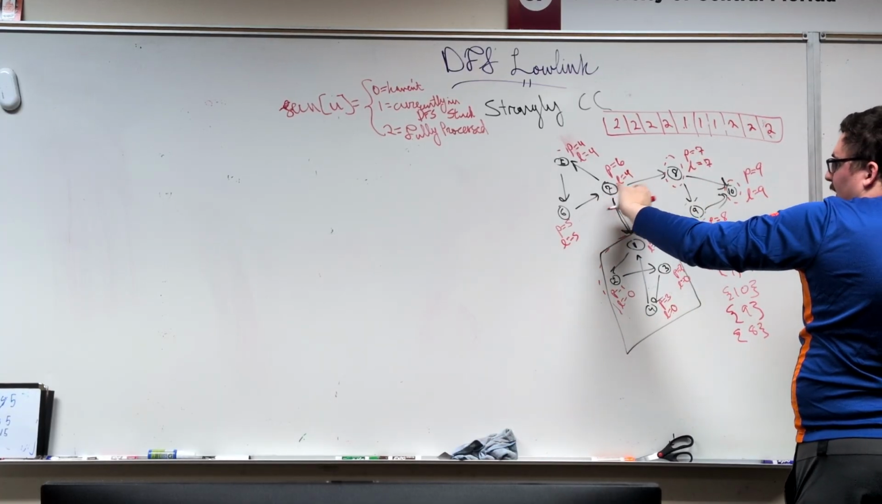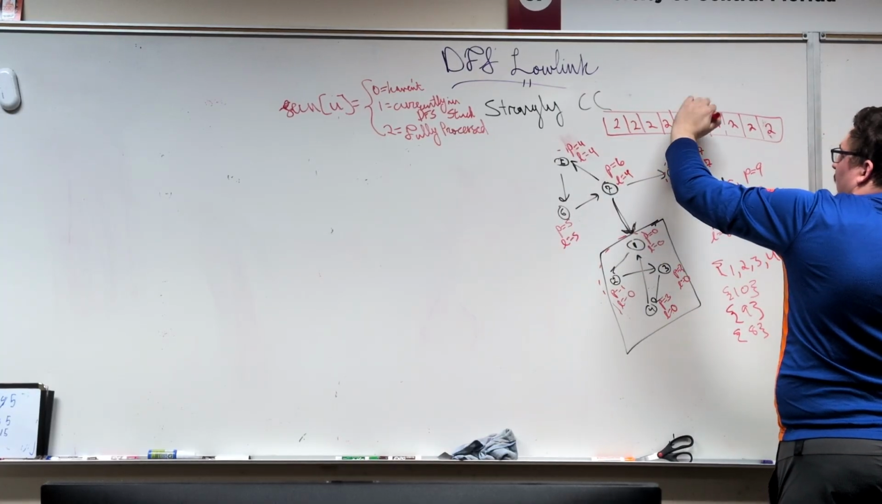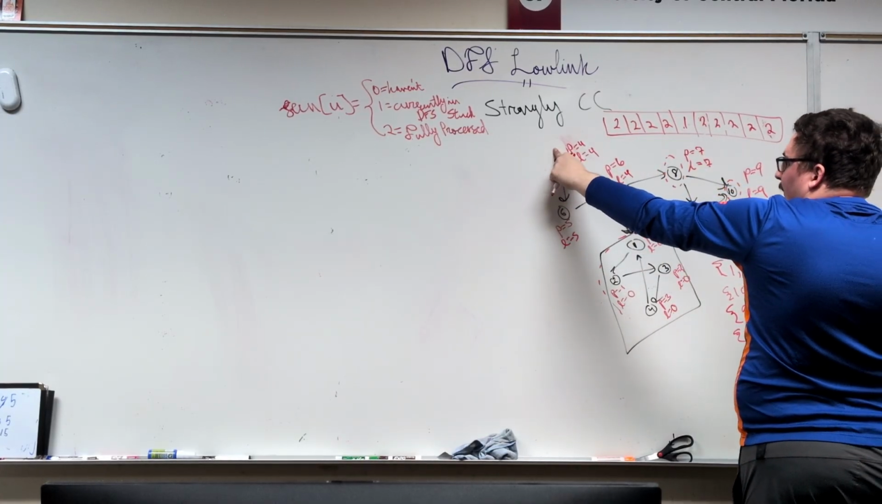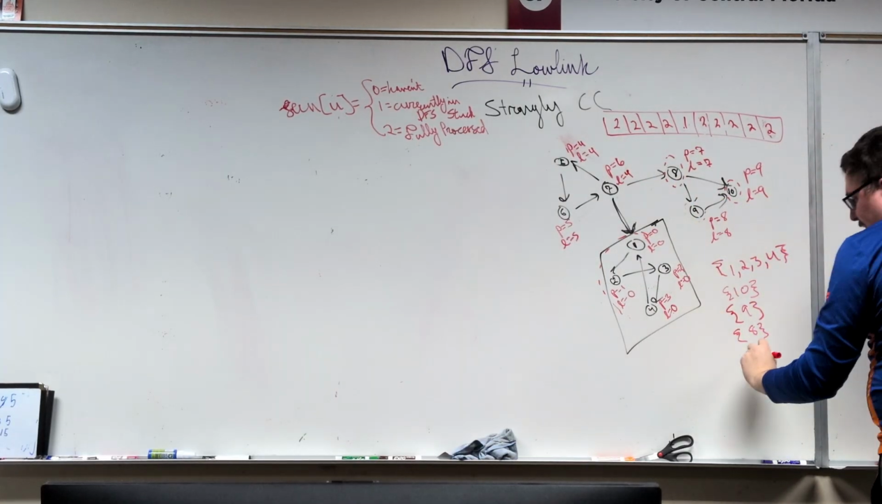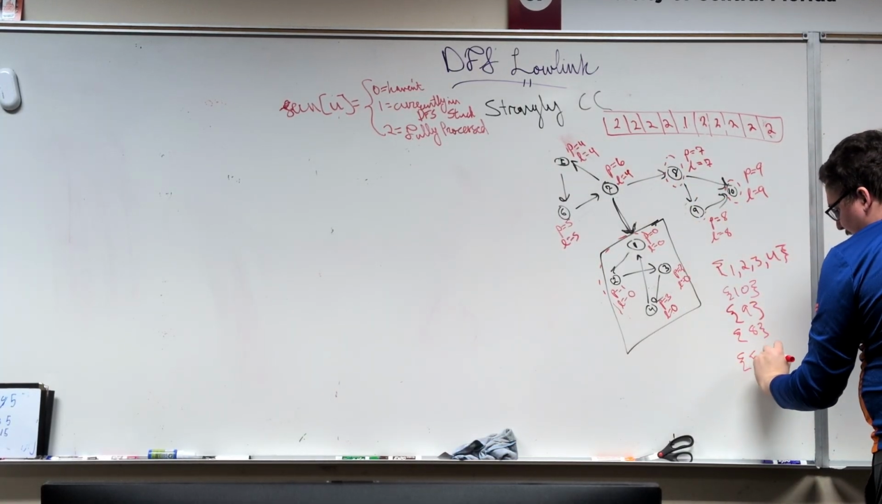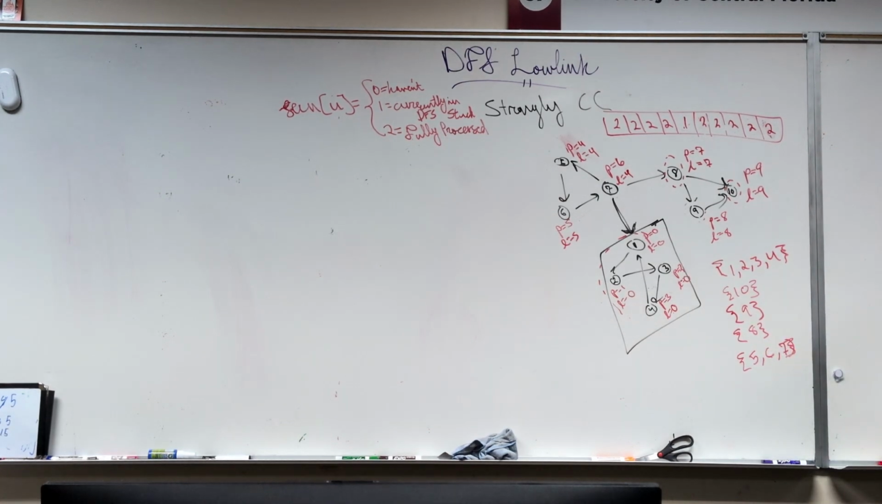We go back to 7. 7's done. 6 is done. And we're back at 5. 5's pre-order is equal to our low link. So we now have that 5, 6, and 7 are an SCC.